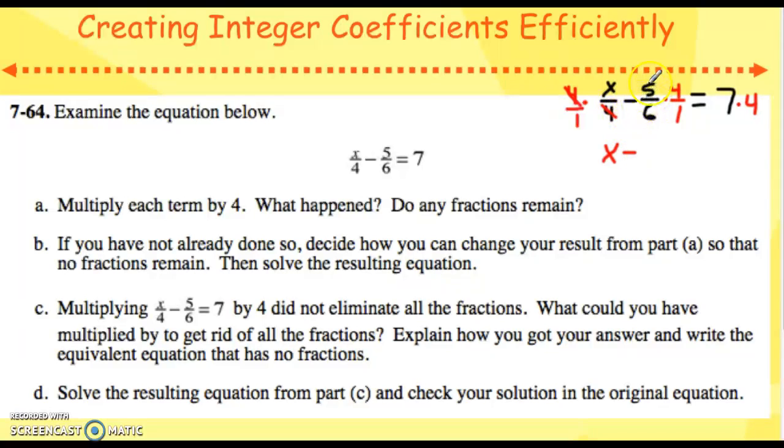And then I'm still subtracting, and then I have 5 times 4 is 20 over 6 times 1 is 6, and I can't simplify because I don't have the same number as the numerator and denominator. So I'm just going to write what the fraction is when I multiply. So 5 times 4 is 20, 6 times 1 is 6, equals 4 times 7 is 28.